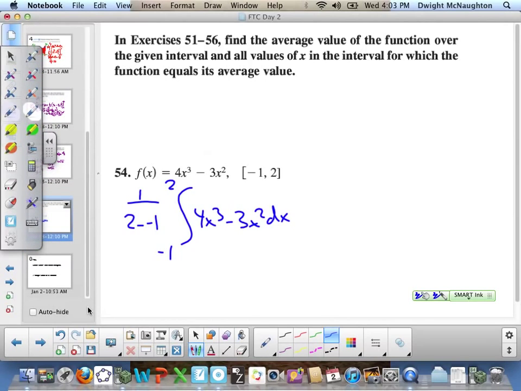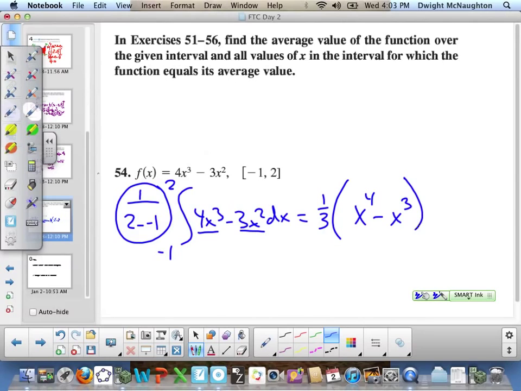All right, we'll do our antiderivative. It ends up being 1/3, when we simplify this fraction, times x to the fourth minus x to the third. As we do these antiderivatives, remember, power up and divide. Our limits are negative 1 to 2.